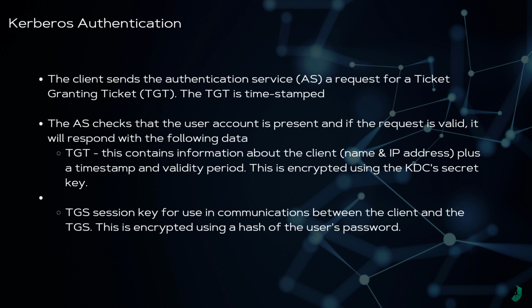Now, the authentication service will check to ensure that the client or the user account is present, and if the request is valid, it will then respond with the following data. The first one will be the actual TGT, which will contain information about the client, the name of the client and the IP address, plus a timestamp and a validity period. Now, this information, this data will be encrypted using the KDC's secret key.